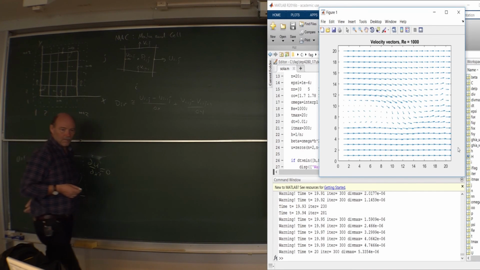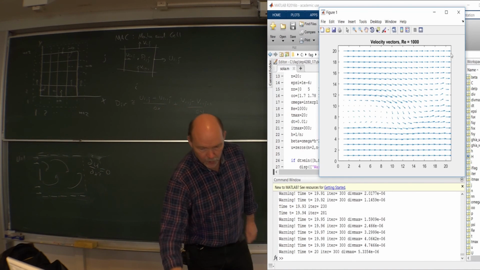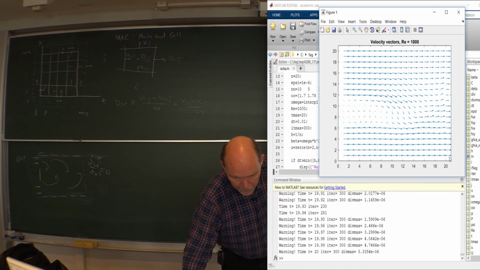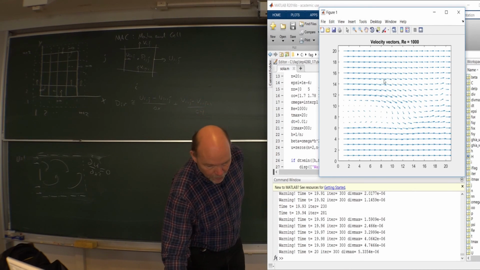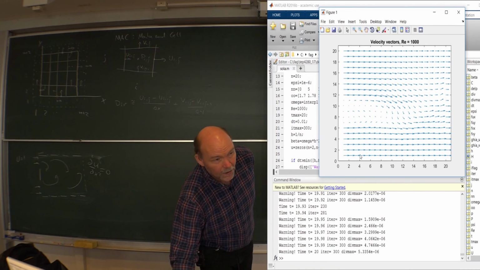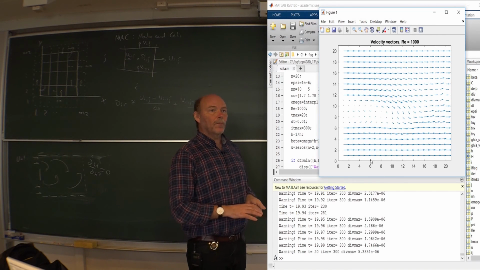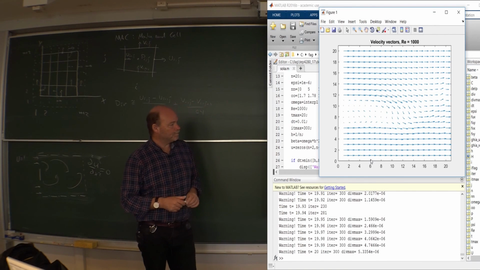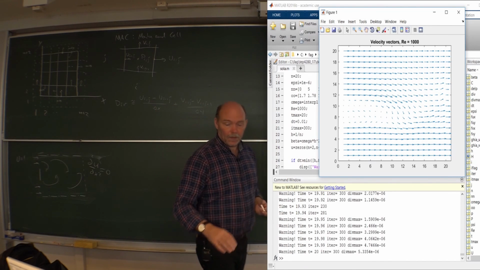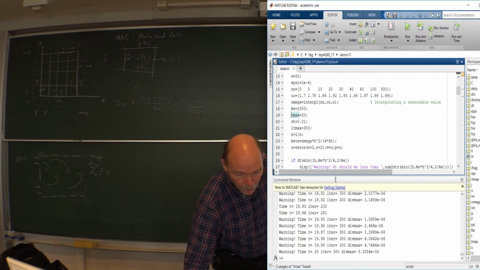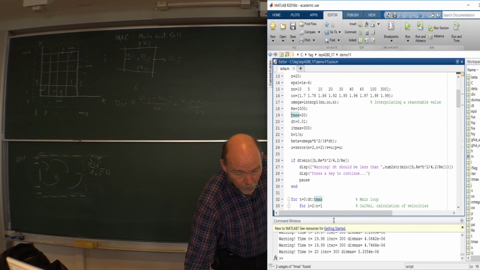But as I said, the philosophy will be, we do something wrong on the outlet, but hopefully that error doesn't propagate too far upstream. So that means we can believe the simulation in the main part of the domain. So that's the philosophy. Okay, that was some playing around with the Sola code. Any questions to that one?